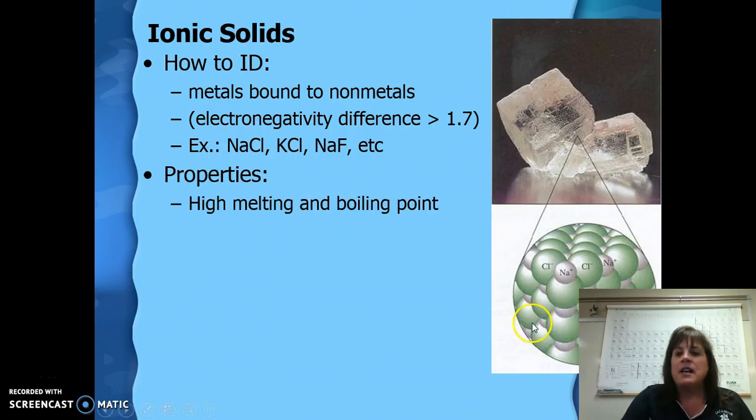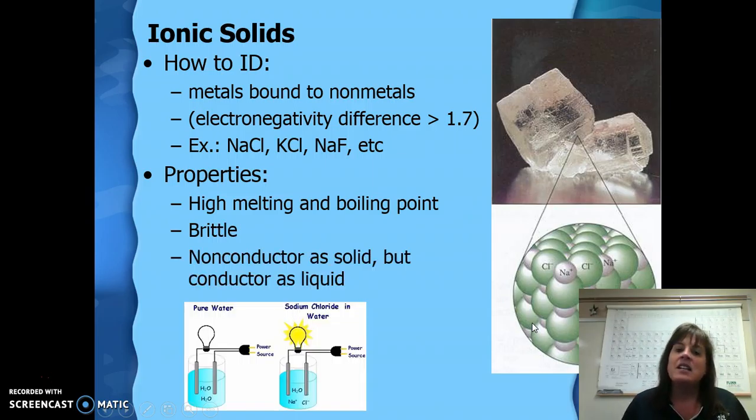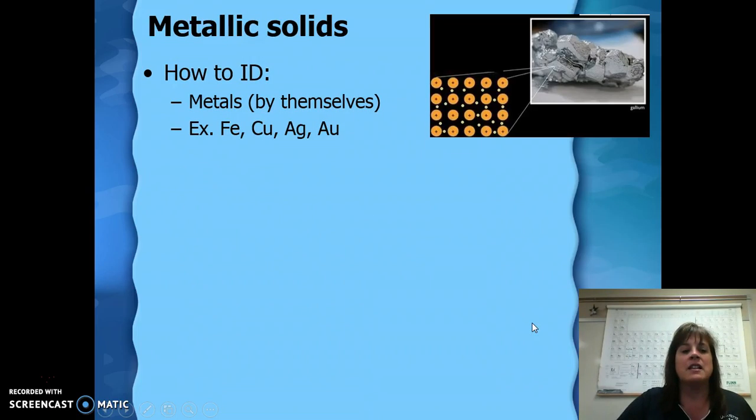Some of the properties that you also need to know is that ionic solids have very high melting points and boiling points. So if I want to get sodium chloride to be a liquid, I'm going to have to heat it really high. They're also very brittle. They break very easily. And they're non-conductors when they're solid. So if I just take table salt and I try to run electricity through it, nothing's going to happen. But if I dissolve it in water and it becomes a liquid, then it will conduct electricity. So not as a solid, but as a liquid. If I dissolve it, then yes. So those are ionic solids.